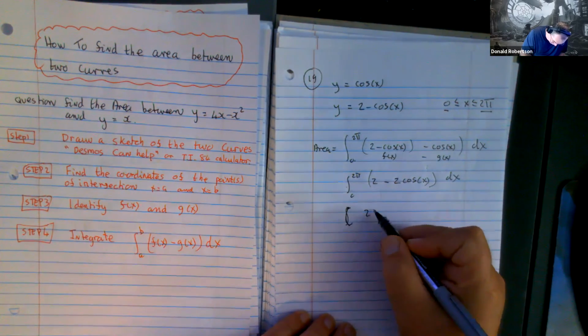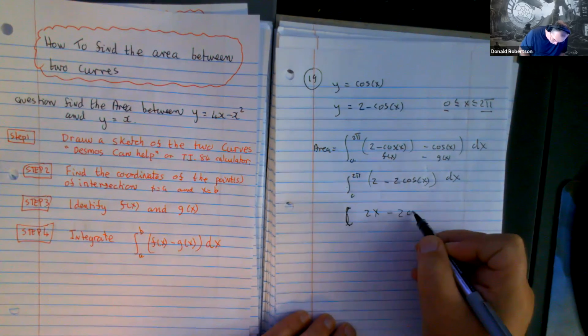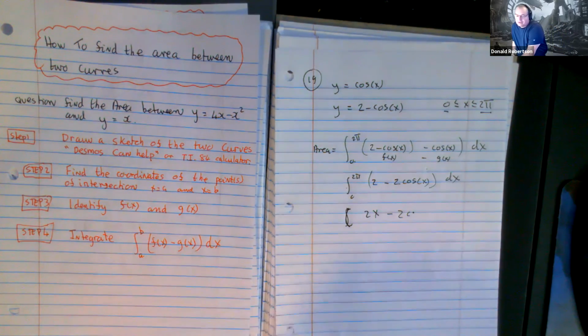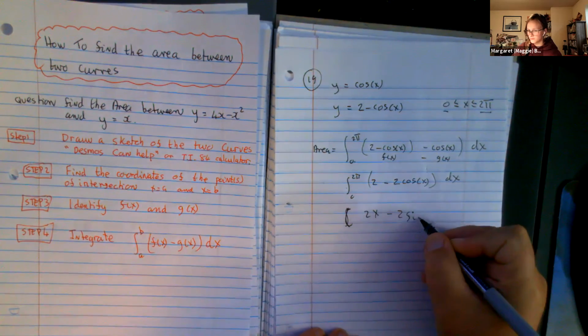That gets you 2x, take away, oh, almost done something wrong there. What is the integral of negative 2 cosine x? What's the antiderivative? That's kind of worrying. Okay. There we go.